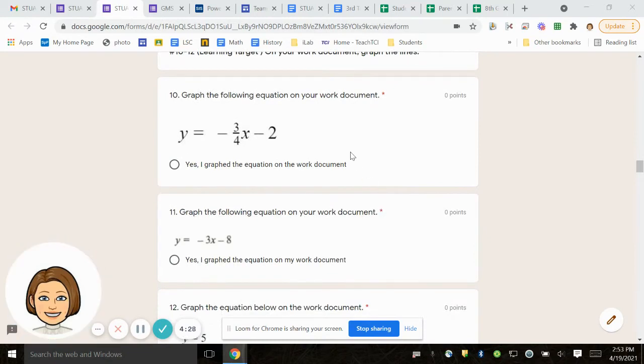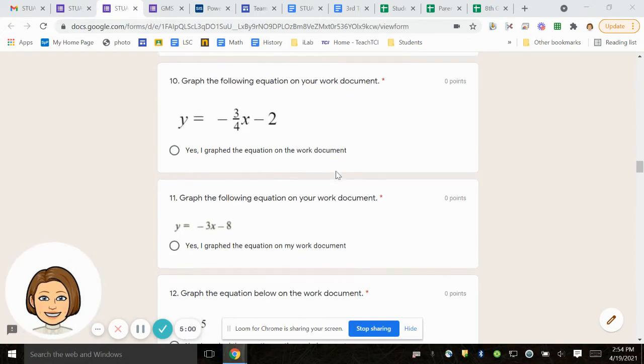Number 10, use this equation and graph it on your work document. Graph this equation. Y equals -3/4 x minus 2. Once you're finished graphing it, click yes that you graphed it. Remember, start with the front desk to get your keys, the y-intercept. Once you have the y-intercept, then use the movement to find your room, or the slope, to create the graph, the line.